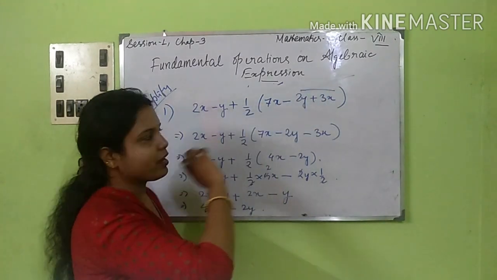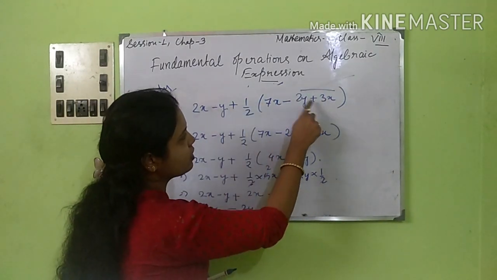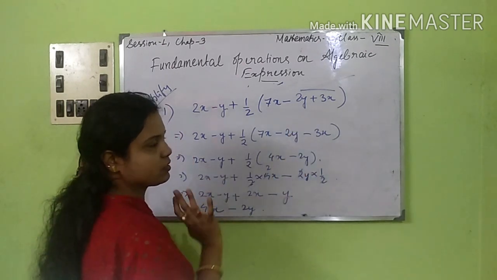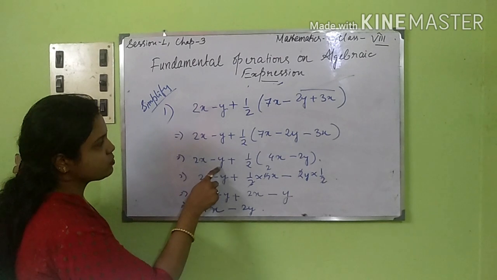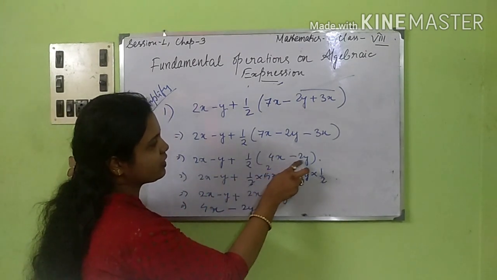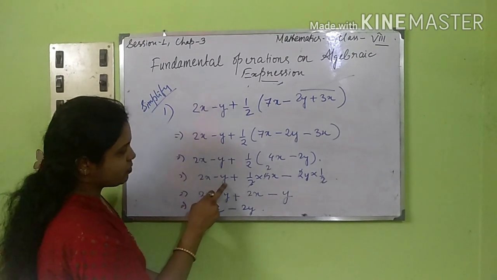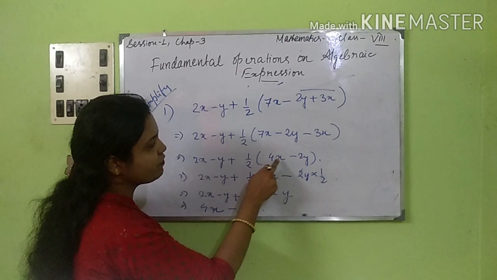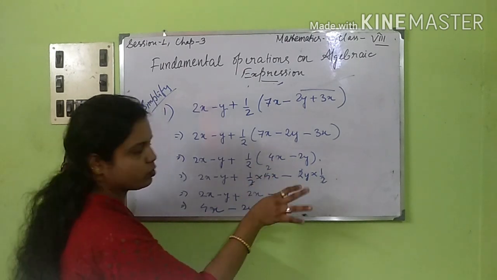Treat this bar as a bracket, open up: minus 2y, minus plus, minus minus 3x, right? Next, so 2x minus y plus half, so 7x minus 3x will give you 4x minus 2y. Next, 2x minus y plus half into, open the bracket and multiply, half into 4x minus half into 2y. This is what I have written.